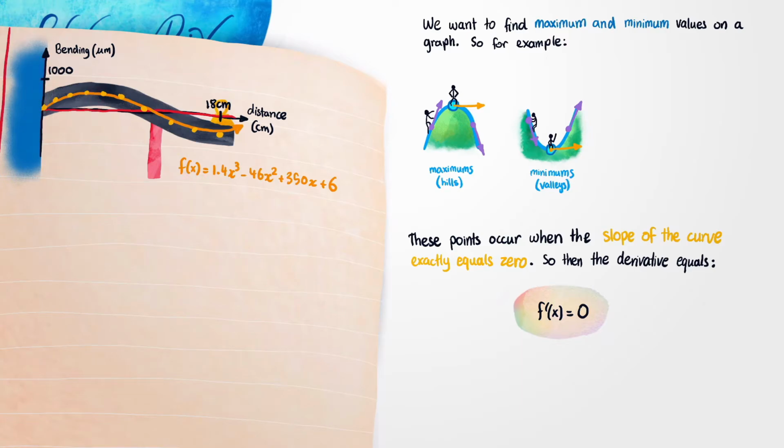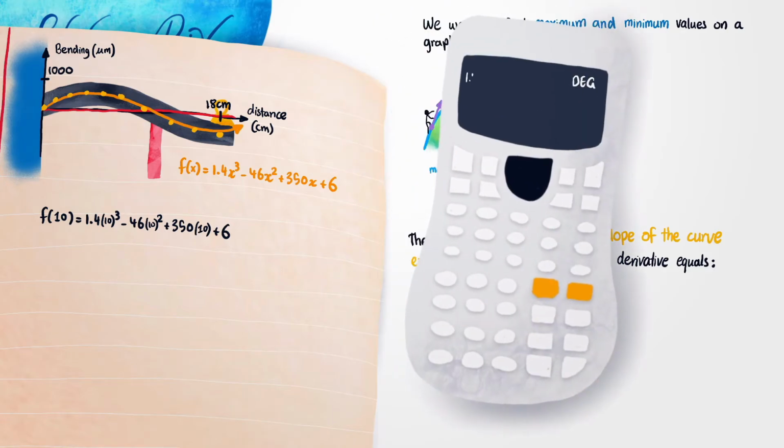So, for example, say we wanted the bending 10 centimeters away from the left wall. We could find this by just subbing in 10 for x into this equation. And then we could just use our calculator to figure out exactly how much bending this gives us. So, as we can see, when we're 10 centimeters away from the left wall, then the beam is actually bent up by 306 micrometers.